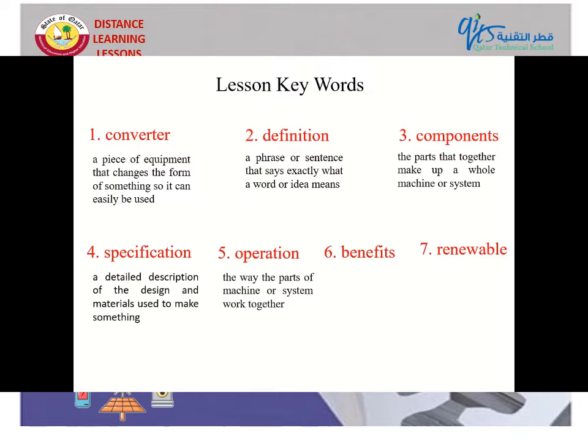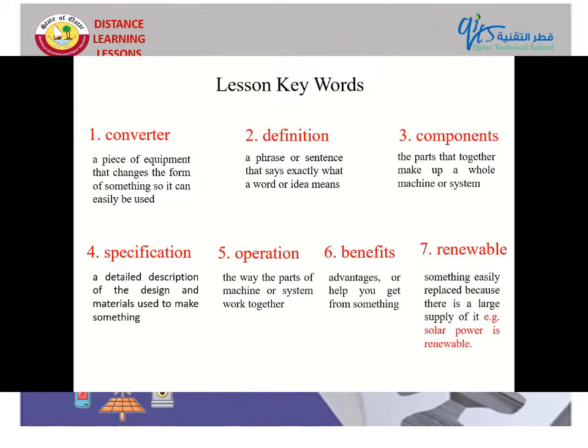Number 6, benefits. These are the advantages or help you get from something. And the last word, renewable, something that is easily replaced because there is a large supply of it is said to be renewable. E.g., solar power is renewable because there's a large supply of it and it can be easily replaced.